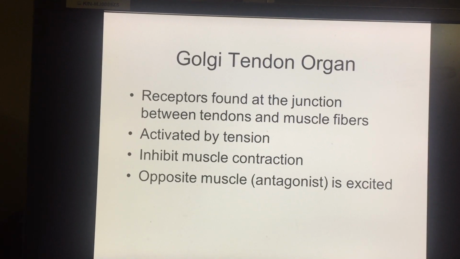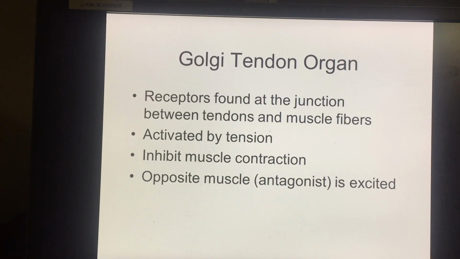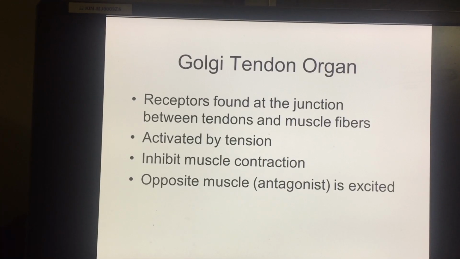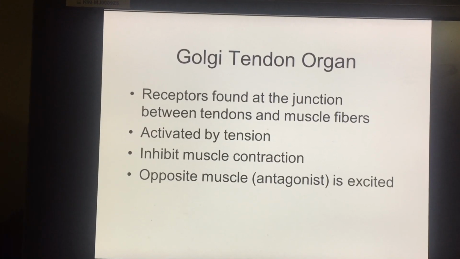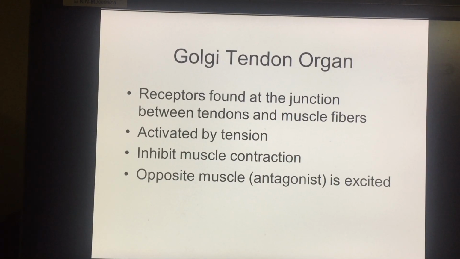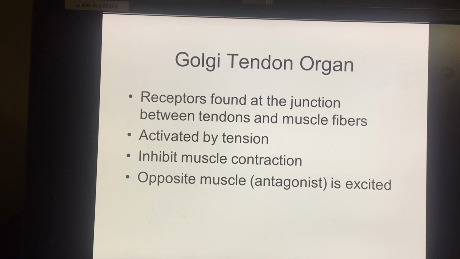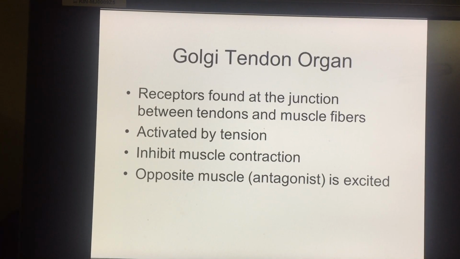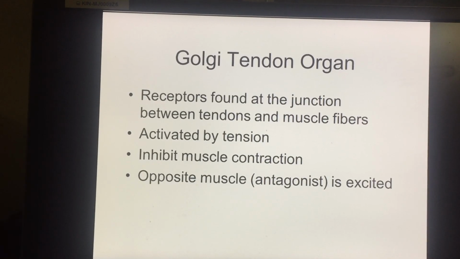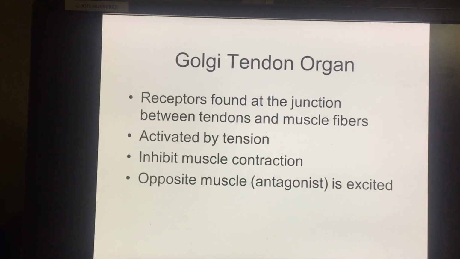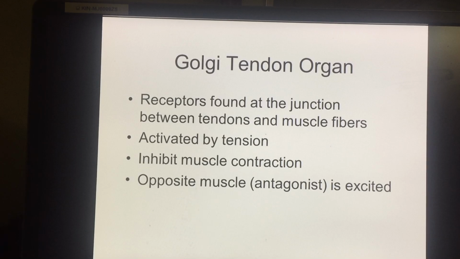The Golgi tendon organ, on the other hand, is a receptor that's found at the junction between tendons and muscle fibers. It's activated by high tension, and it inhibits muscle contraction and would cause the antagonistic muscle to be excited, so it would cause contraction of the antagonistic muscle.